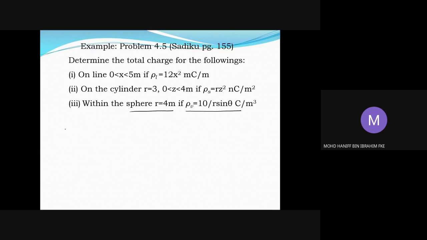For the case of volume charge distribution, the charge element dq shall be given by rho v dv. That should be the charge element for the volume charge distribution. We are given that rho v is 10 divided by r sine theta, and we need to choose the dv. Since the problem is a spherical problem, what should be the dv for a spherical structure then?